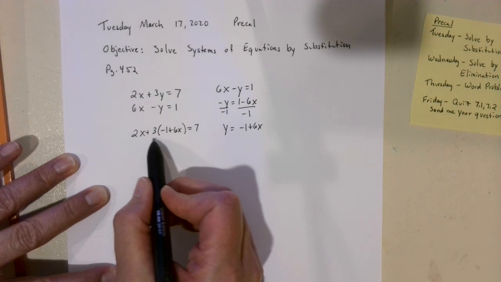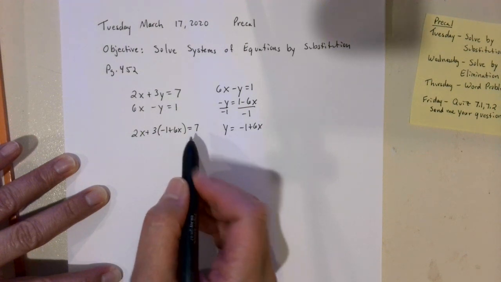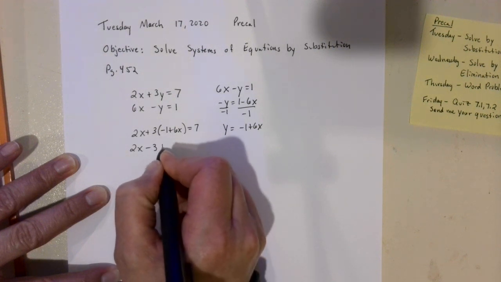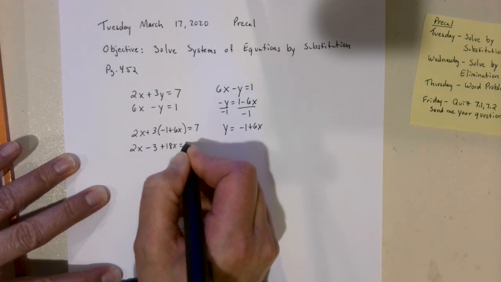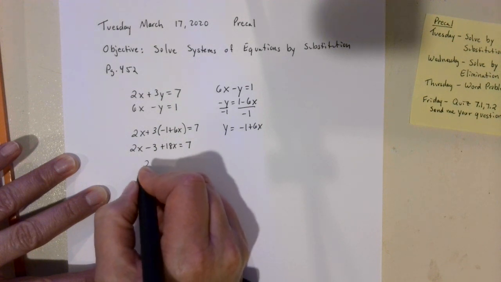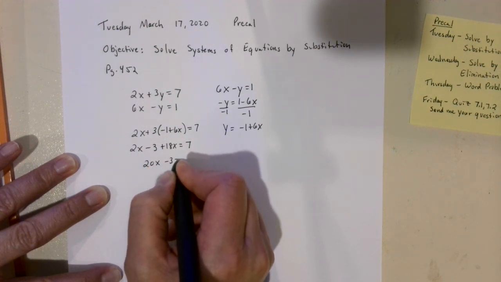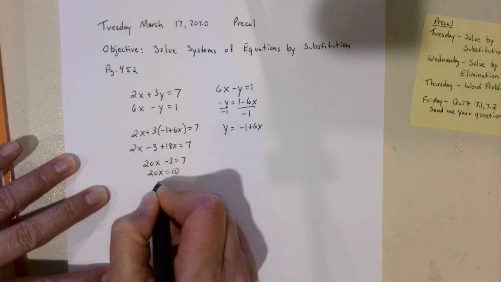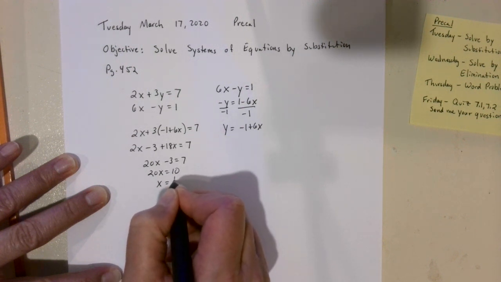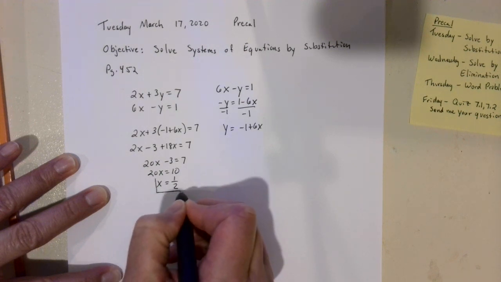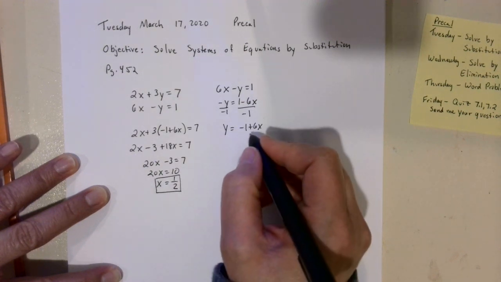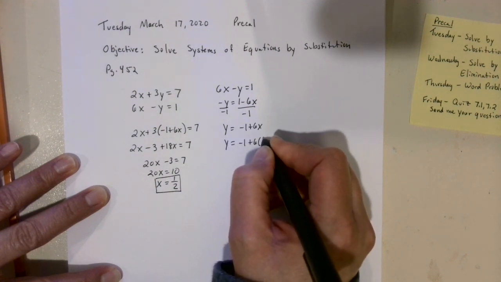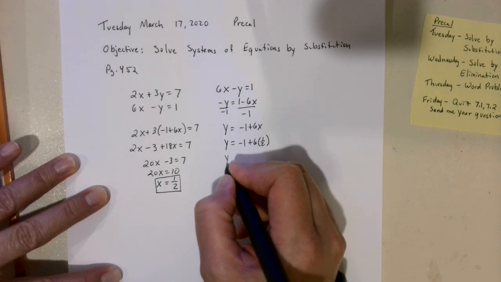Now I have an equation all in terms of x, and so to solve this, I'm going to distribute the 3. So I'm going to have -3 plus 18x equals 7. I'm going to combine my like terms and add the 3 over and divide by 20 and reduce to 1/2. So my x value is 1/2. Don't forget to go back and substitute into your other equation and solve for the y value.